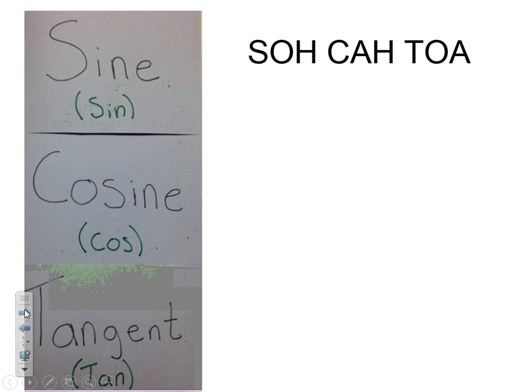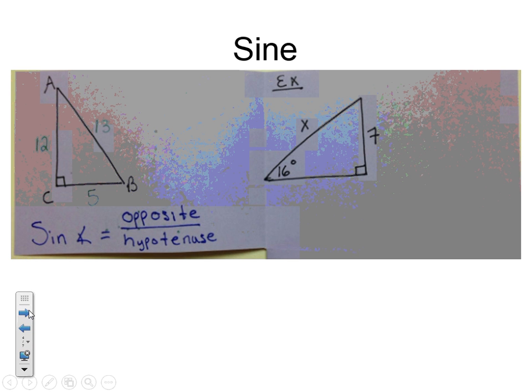All right? We're going to start with our sine. Our sine is the opposite over the hypotenuse. So if we look at this picture here, I want us to find the sine of A. If we're looking at angle A right here, we have to do the opposite of that angle. Opposite means we're going to go straight across. So the opposite here is going to be 5. So we're going to have 5 over the hypotenuse. Now the hypotenuse is always across from the right angle.